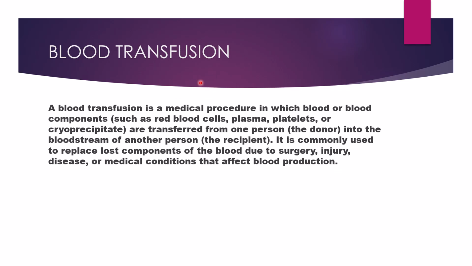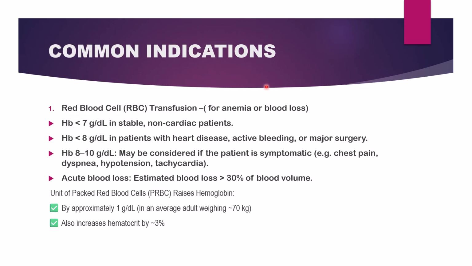So in blood transfusion, we are transfusing the blood components such as red blood cells, plasma, platelets, or cryoprecipitate. Okay, that's the definition of blood transfusion. Then next one is common indications for blood transfusion. So we already said that we are transfusing some components of blood. So first we are going to discuss the PRBC transfusion, that is red blood cell transfusion.